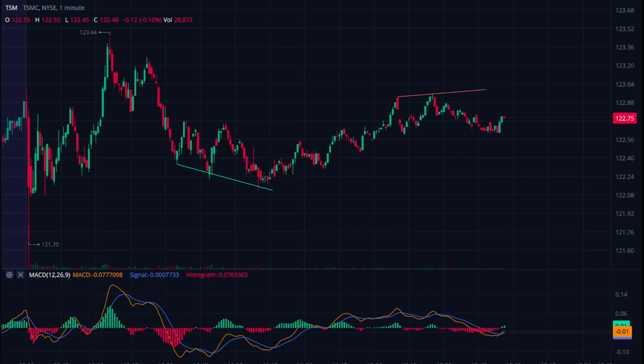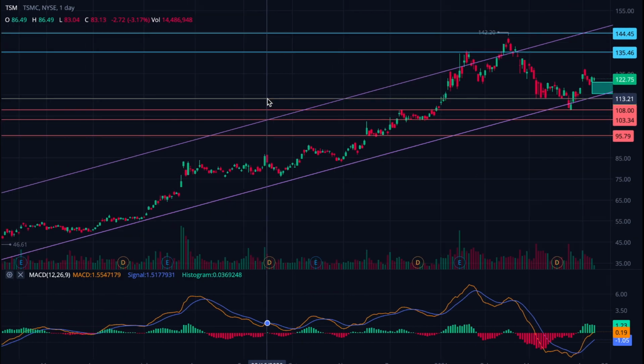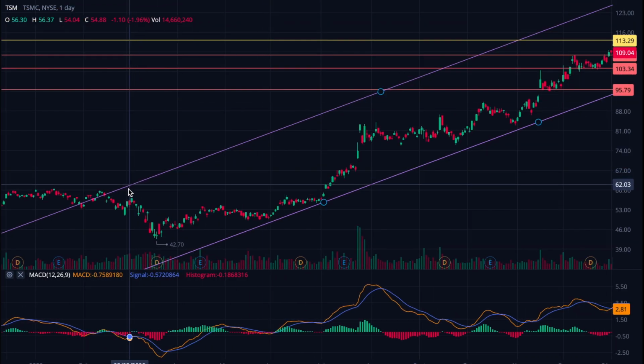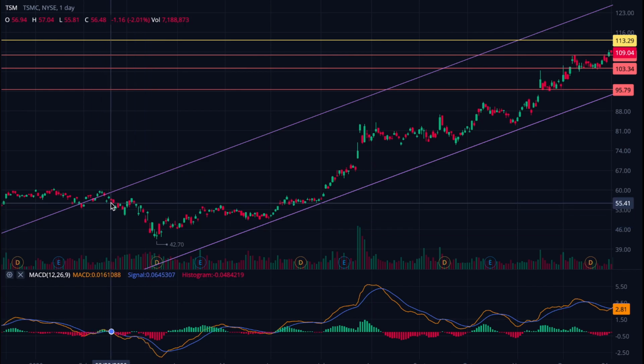Let me see, we're on TSM. On the daily, I have this long-standing channel that I've been playing, that this has been in, when it was in the 40s, and it's 120-something bucks right now. So this dates back way to February 2020.